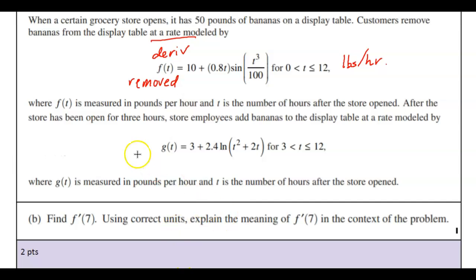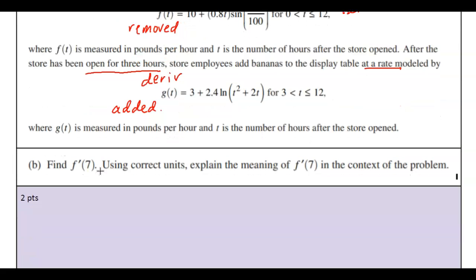What do we got? After the store has been open for 3 hours, store employees add bananas to the display at a rate. So this is also a derivative, and this is being added. Okay. And it's still pounds per hour, and t is the number of hours after the store is opened. Okay, so find f prime of 7.